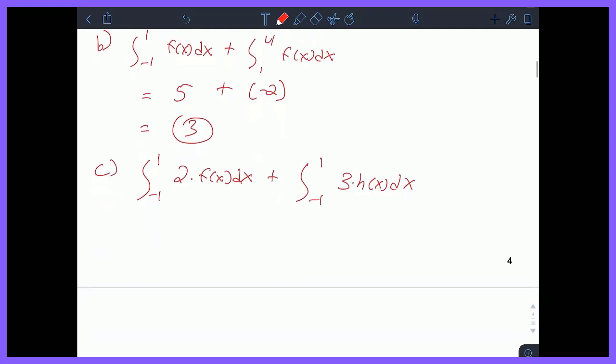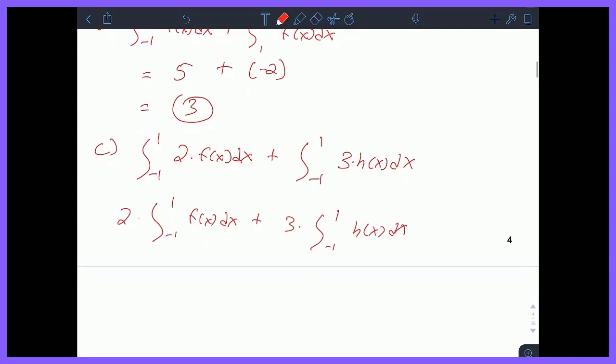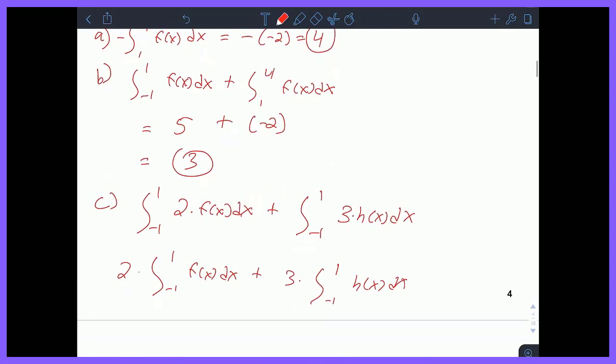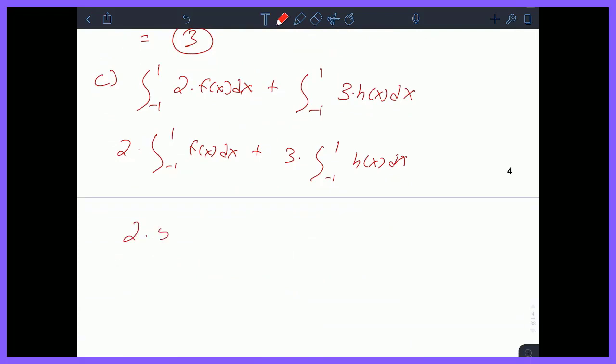Then I'm going to use the constant multiple rule and pull my constants out of my integrals. So I've got 2 times this one plus 3 times this one, and I know the values. The integral from -1 to 1 of f is 5, and of h is 7. So this is 2 times 5 plus 3 times 7, which is 10 plus 21, which is 31. So the integral in C is equal to 31.